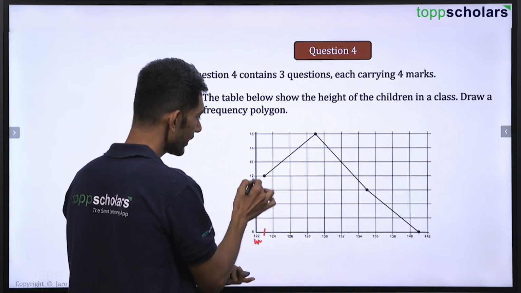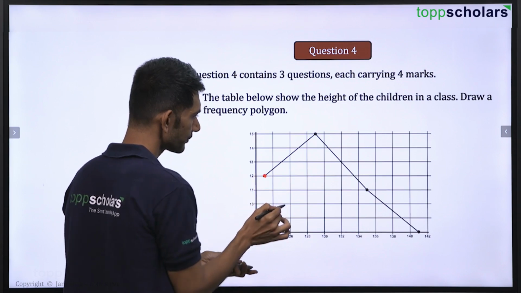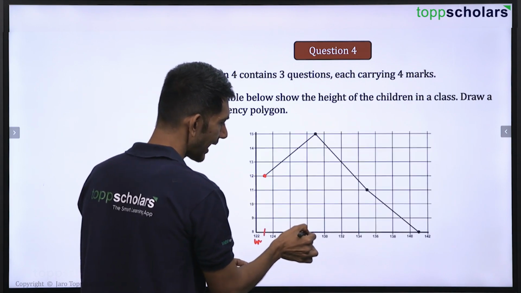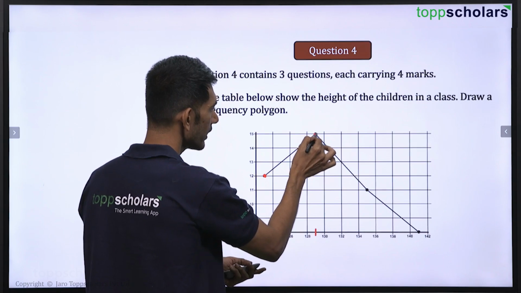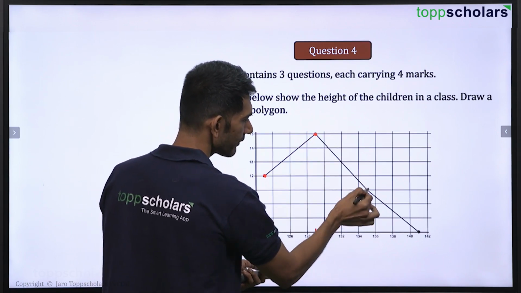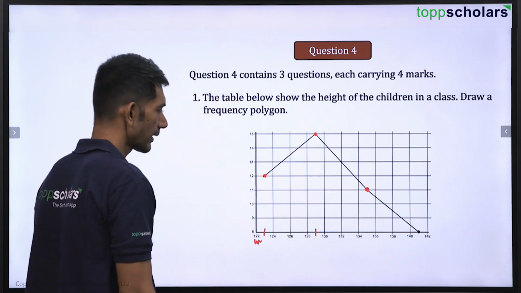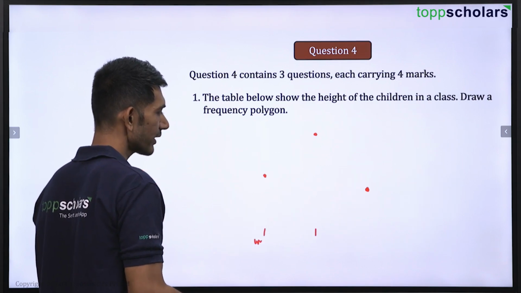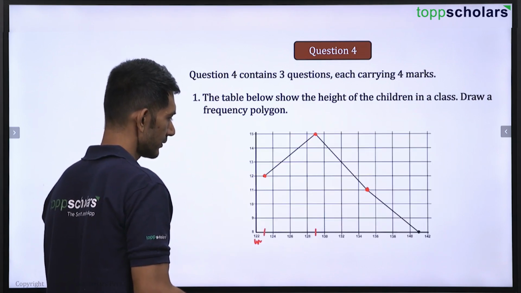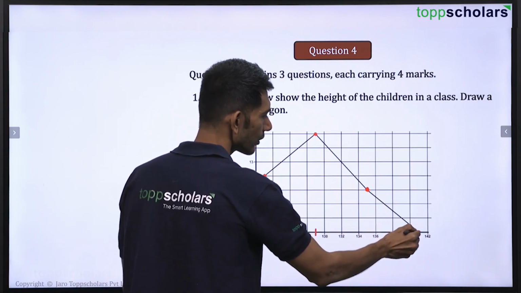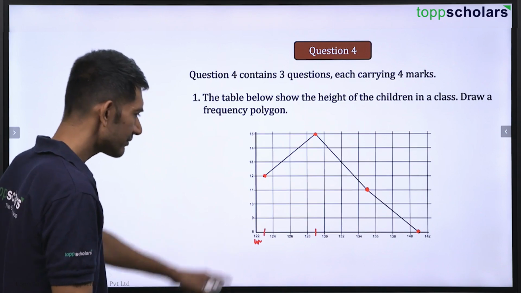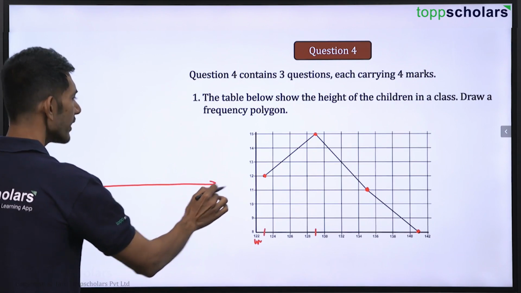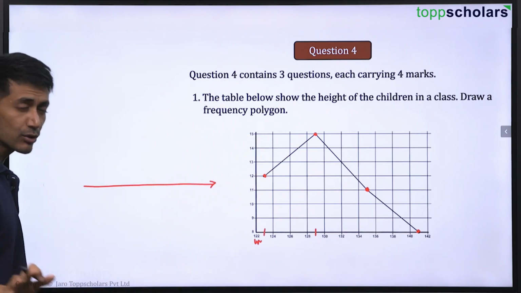Here you have 123, 12, right? So let me check once again. 123, 12. Then you have 129 here in the middle, 15. Then you have 135 and 11. And then if you see, 141, 8. Okay. This graph could have been better. Rather than taking 8 and 122 there, I'm just suggesting how you can draw it. This gives us a fair idea how the polygon is going to look.